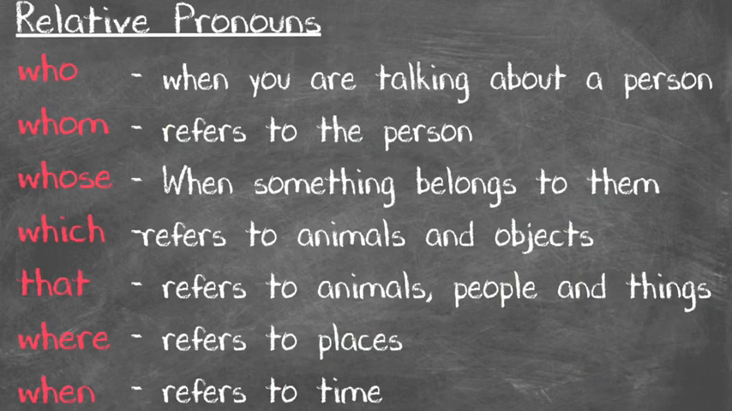Here you can see a list of different relative pronouns that you could use in your relative clauses. It just depends on what the sentence is about. So if you're talking about a person, you could use who, whom or whose, because that tells you that you are talking about a person or something that belongs to that person. Which refers to an animal or an object. That refers to animals, people and things, so again usually a group of things. Where is places and when is obviously time.